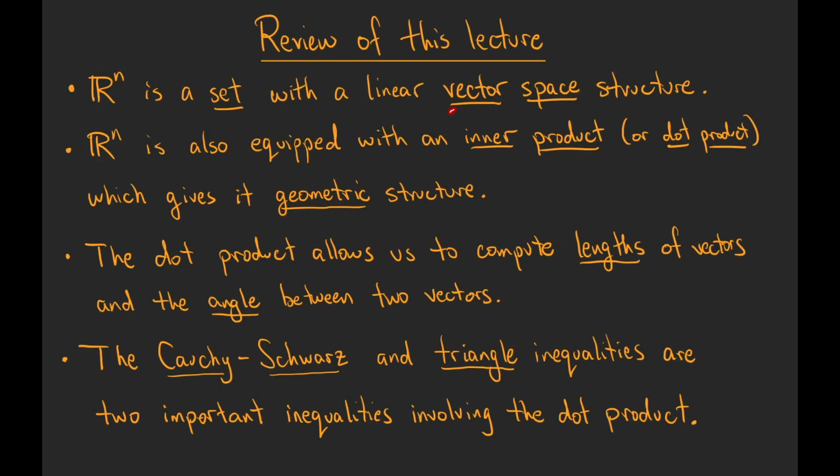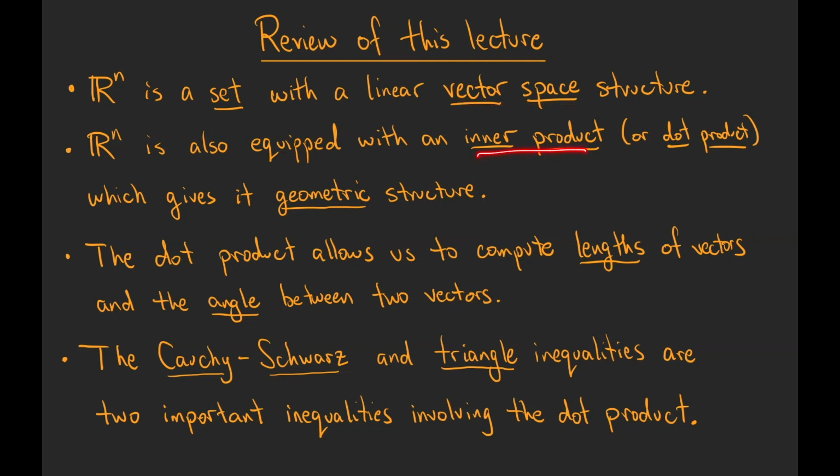Okay, so this is the end of this video. Let's have a review of what we learned. We learned that Rn is a set, but it's more than that. It's also a set with a vector space structure. This means there's a notion of addition for vectors and multiplying vectors by scalars. And those two notions play well together and have nice associative and distributive properties. That makes Rn a vector space.